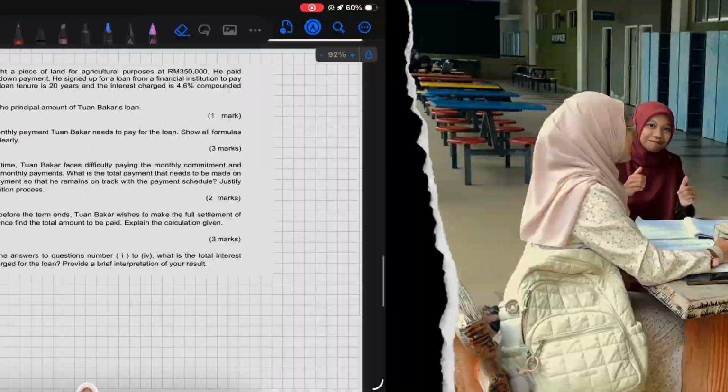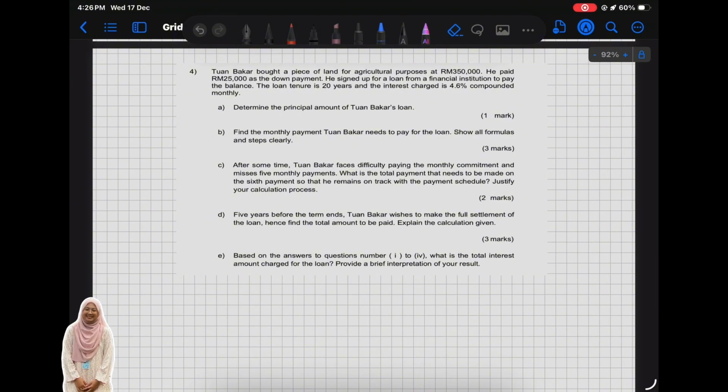Let's go. Question number 4. Tuan Bakar bought a piece of land for agricultural purpose at 350,000 ringgit. He paid 25,000 ringgit as the down payment. He signed up for a loan from a financial institution to pay the balance. The loan tenure is 20 years and the interest charge is 4.6% compounded monthly. A. Determine the principal amount of Tuan Bakar's loan.